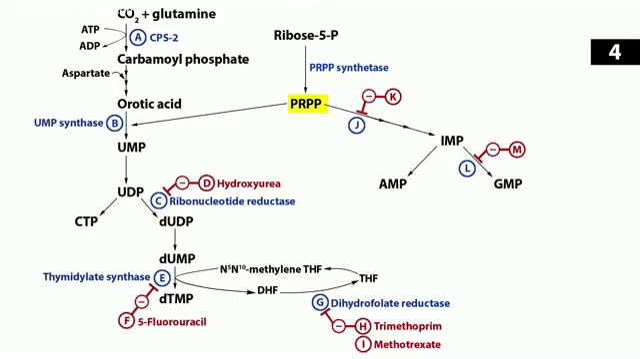Then the rate-limiting step of purine synthesis is catalyzed by enzyme J, which is glutamine PRPP amidotransferase. And there's another cancer drug called 6-mercaptopurine, or 6-MP, that inhibits this enzyme PRPP amidotransferase. So letter K is 6-MP. 6-MP inhibits purine synthesis by inhibiting PRPP amidotransferase.